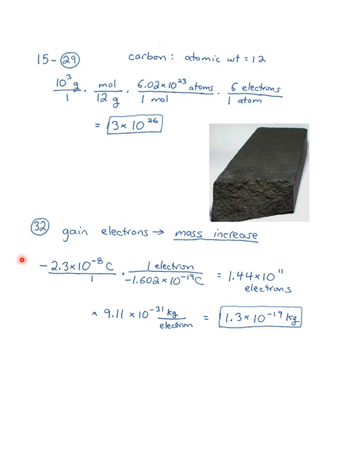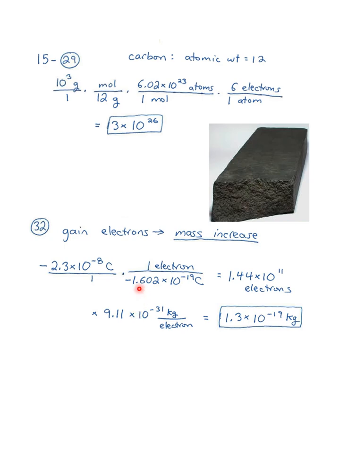We'll figure out how many electrons there are, and then multiply by the mass of each electron. So there's the charge. We're going to treat this like we're doing a unit conversion. We're going to multiply by 1 electron over negative 1.602 times 10 to the negative 19 coulombs. And that gives us 1.44 times 10 to the 11th electrons. That's how many electrons it gained. Now, if we want to know the mass, we'll multiply by the mass of an electron, 9.11 times 10 to the negative 31 kilograms per electron.